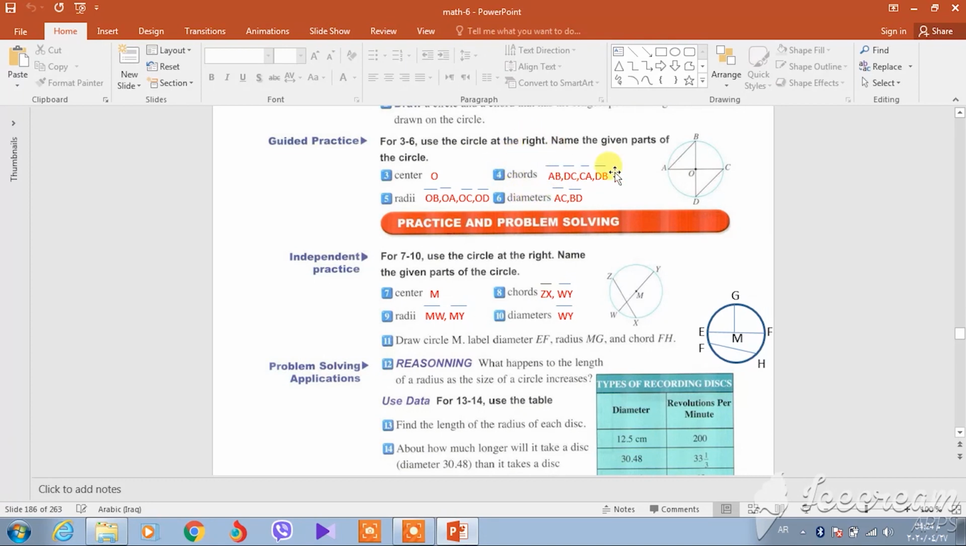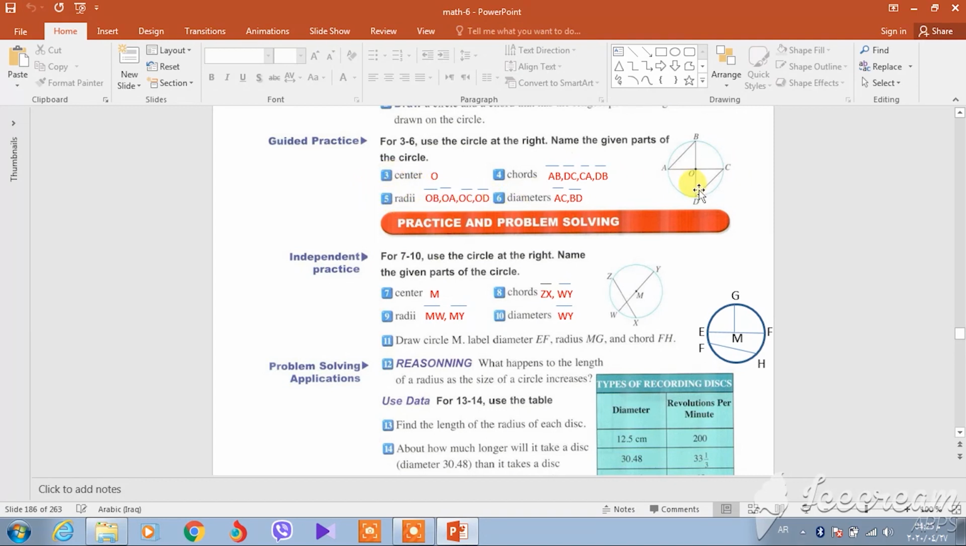Name the chords of the circle. How many chords do we have, student? Line segment BA or AB is a chord. Line segment DC or CD, both of them are right, is a chord. BD or DB, and CA or AC are chords. So how many chords do we have? We have 4 chords: AB, BD, AC, and DC, student.